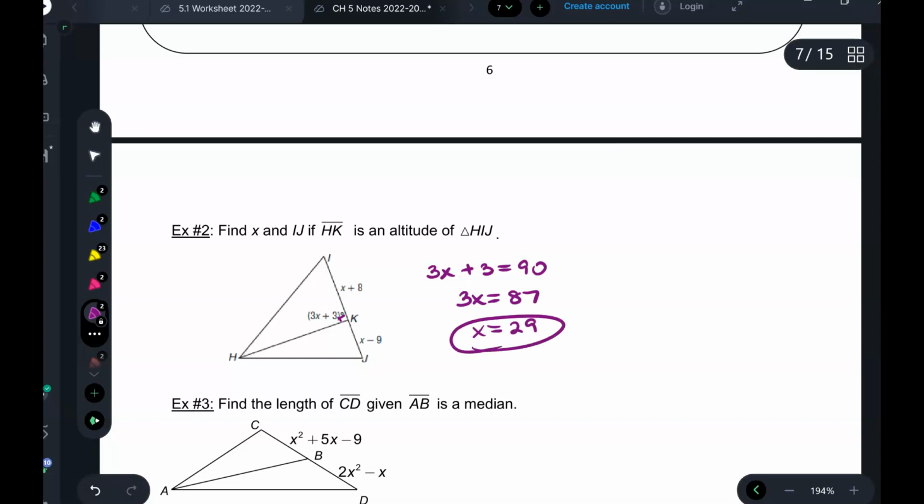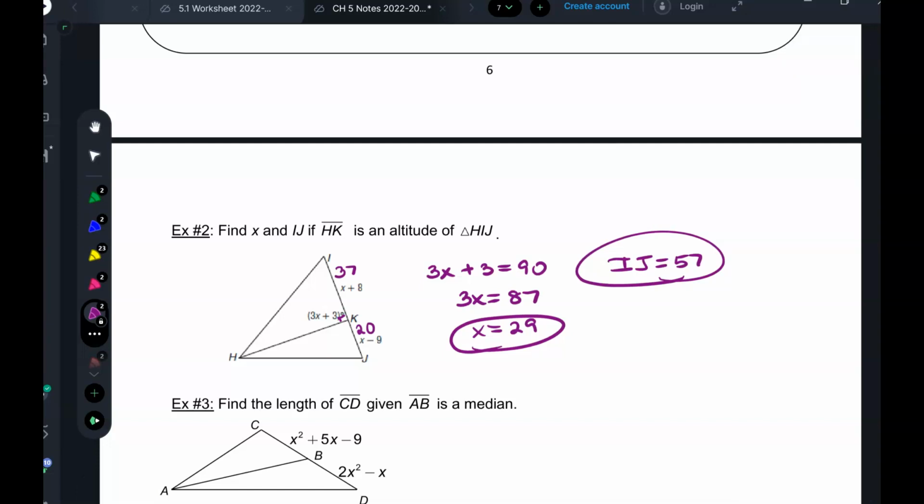Okay. Now, once I have that value of x, I can figure out the lengths of each of these segments. So if x is 29, 29 plus 8 gives us 37, and 29 minus 9 gives us 20. So IJ is these two combined.